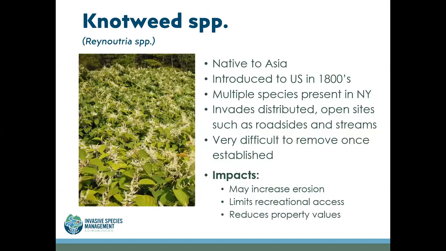All right, so we'll start with our first species. This is knotweed, or Reynoutria. It is native to Asia and was introduced to the United States in the 1800s.